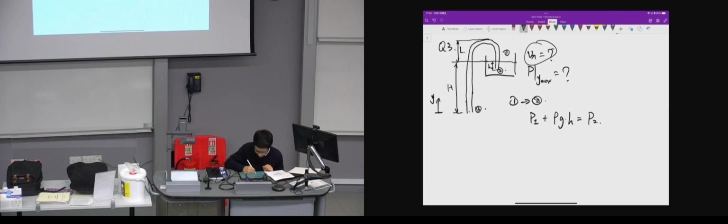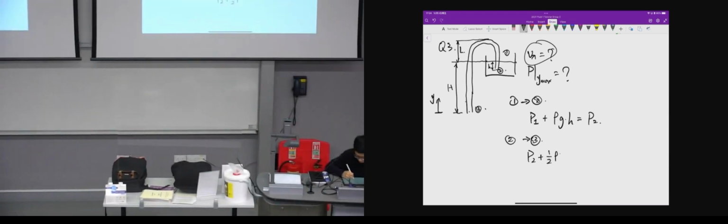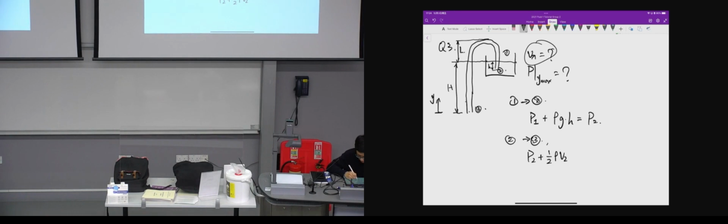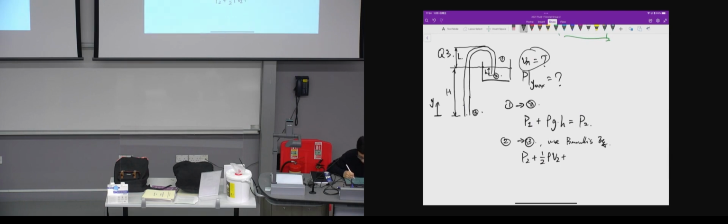And then from 2 to 3, we have P2 plus half rho V2 squared. So here we apply Bernoulli's equation. So we have plus rho g y2 equals P3 plus half rho V3 squared plus rho g y3.